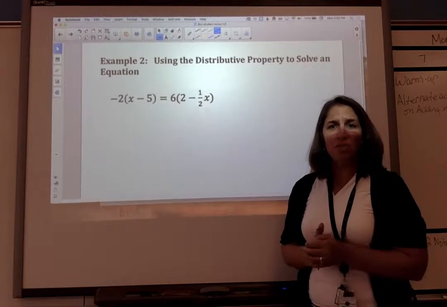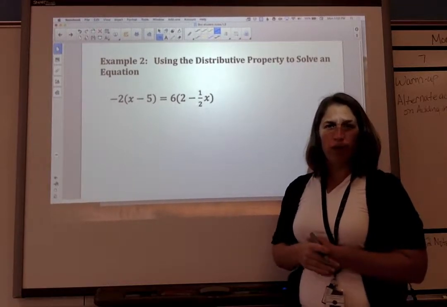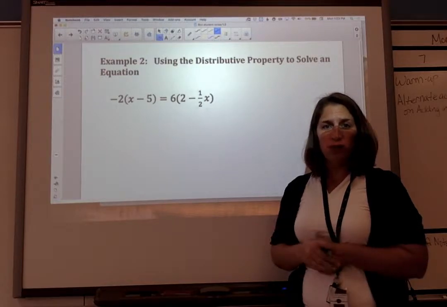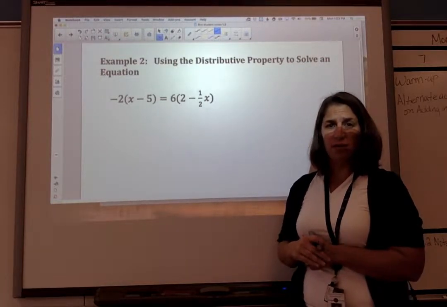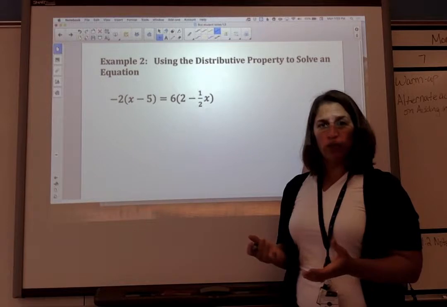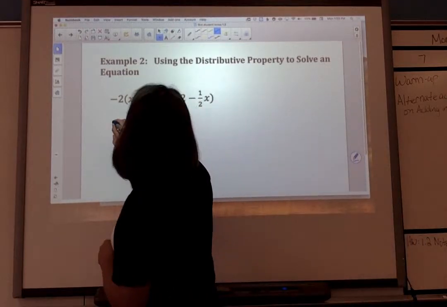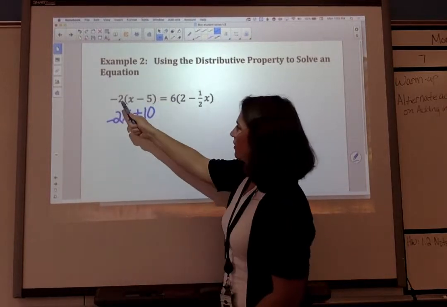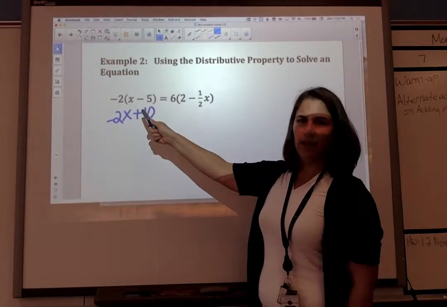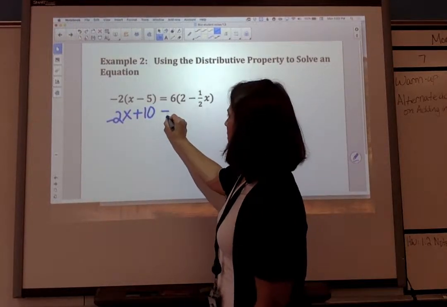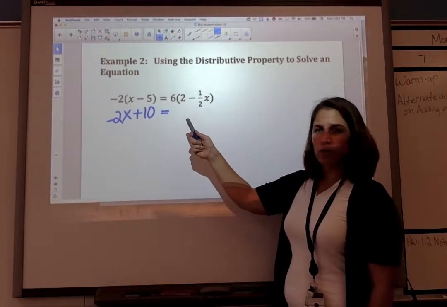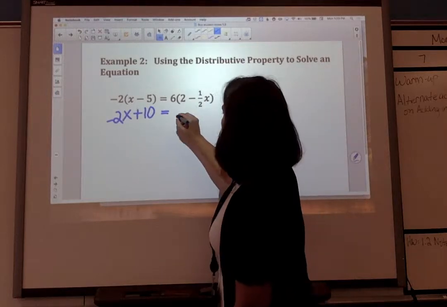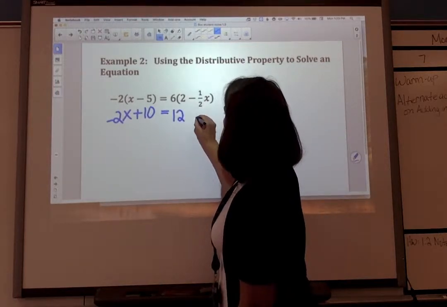Here's our next example. This time we need to use the distributive property before we take any other steps. So it looks like we need to distribute on both sides of the equation. On the left side, we'll multiply by negative 2. Don't forget, negative 2 times negative 5 is positive 10. And on the right side, we'll multiply both terms inside the parentheses by 6. 6 times 2 is 12 minus 3x.